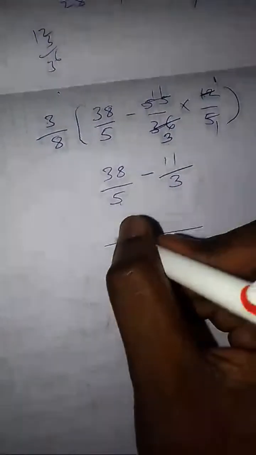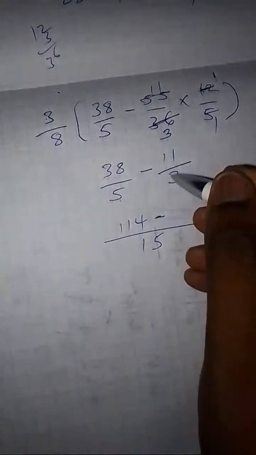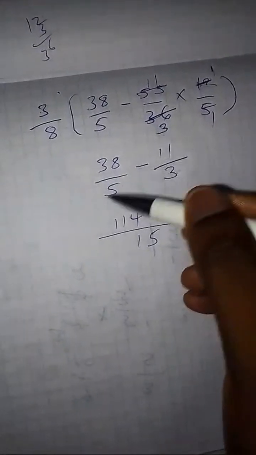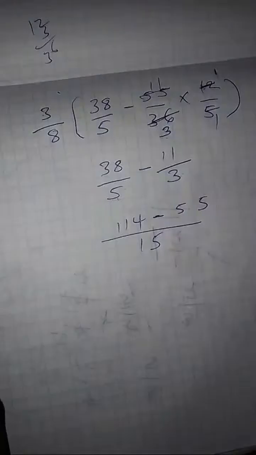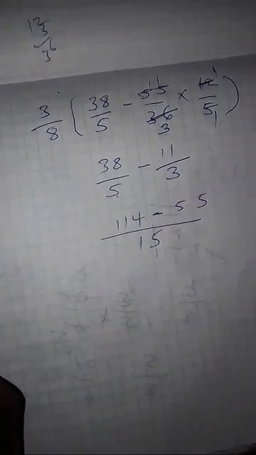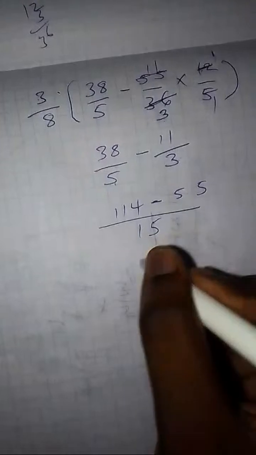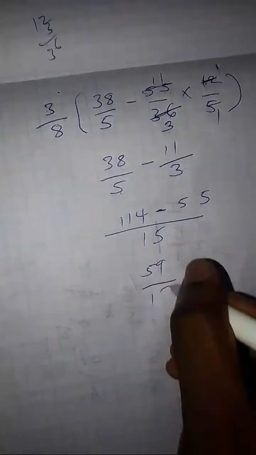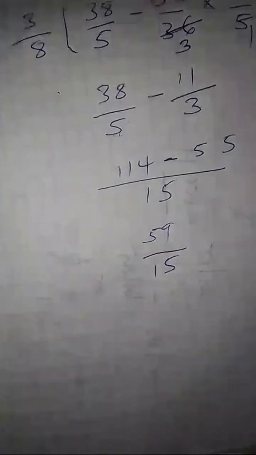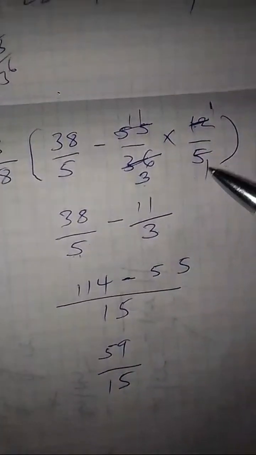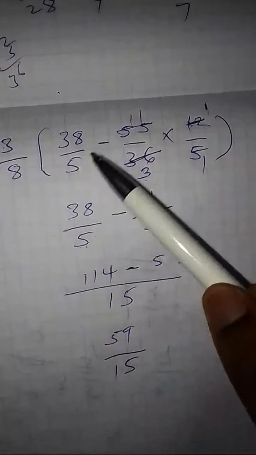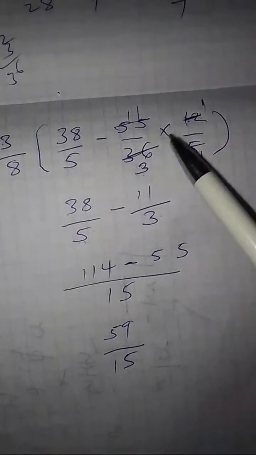38 times 3 is 114. So we subtract from 55. Where does 55 come from? 11 multiplied by 5. So 114 subtract from 55, we are going to have 59. So here is 59 out of 15. The whole of this is the number inside the bracket: 38 over 5 subtract from 55 over 36 multiplied by 12 over 5.